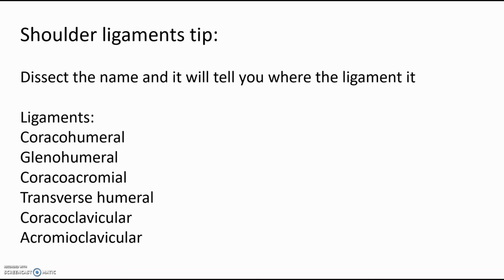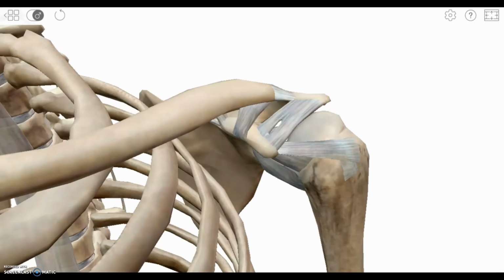The last thing I want to go over with you guys is a tip to remember your shoulder ligaments. The best way for me to learn these was to dissect the name, and by dissecting the name, the ligament will tell you exactly where it is on the body. So let's go over to Visible Body, and I can point these out for you guys. Okay, so now that we're in Visible Body, I'll pause for a second and let you guys try to name these ligaments by yourself.